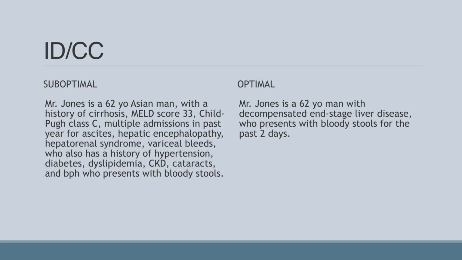So here are 2 opening statements for the same patient. The first one goes, Mr. Jones is a 62-year-old Asian man with a history of cirrhosis, MELD score of 33, Child-Pugh class C, who's had multiple admissions in the past year for ascites, hepatic encephalopathy, hepatorenal syndrome, variceal bleeds, who also has a history of hypertension, diabetes, dyslipidemia, CKD, cataracts, and BPH, who presents with bloody stools.